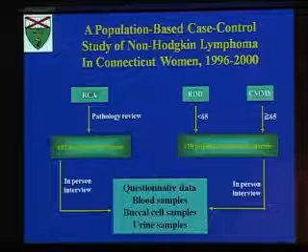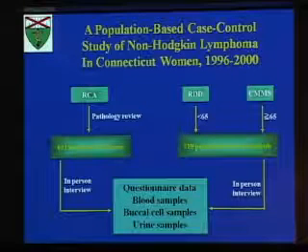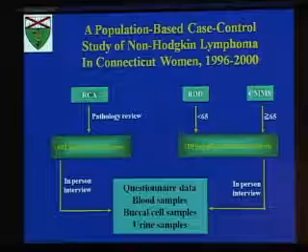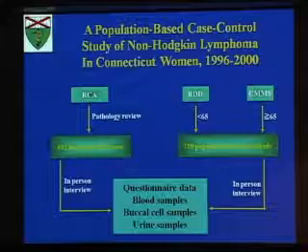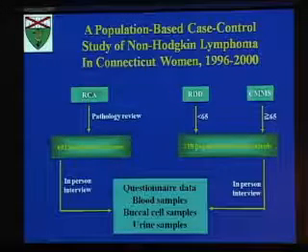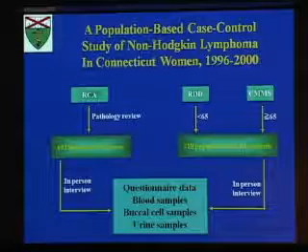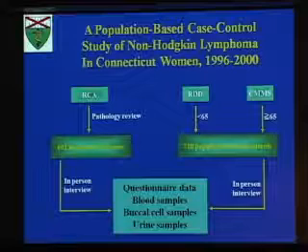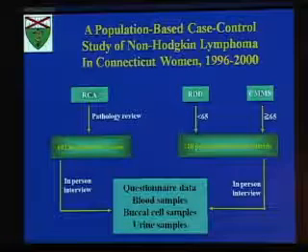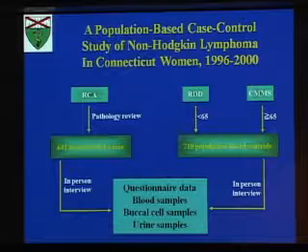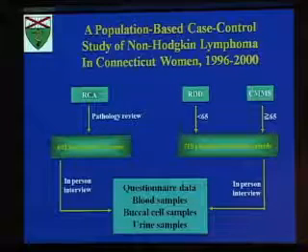We identified more than 800 cases which were eligible for the study, and only 600 agreed to participate. We did an in-person interview collecting all the exposure data, and also collected their blood samples and buccal cells for genotyping and gene analysis. We also identified more than 700 population-based controls.